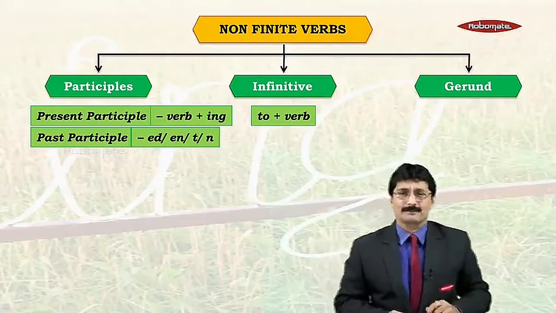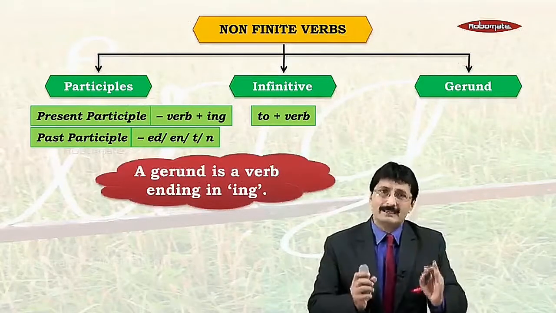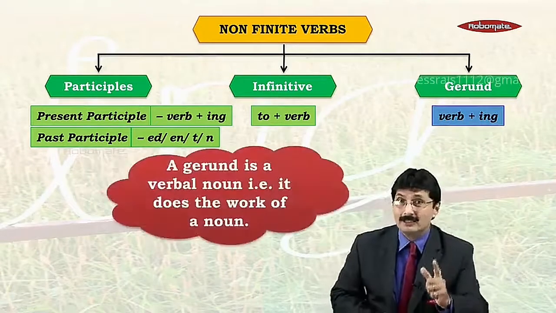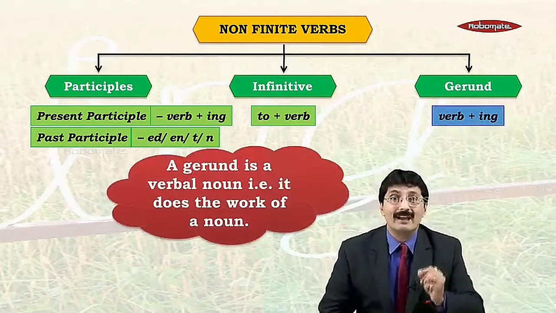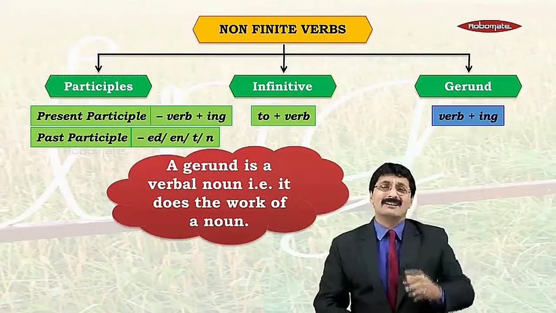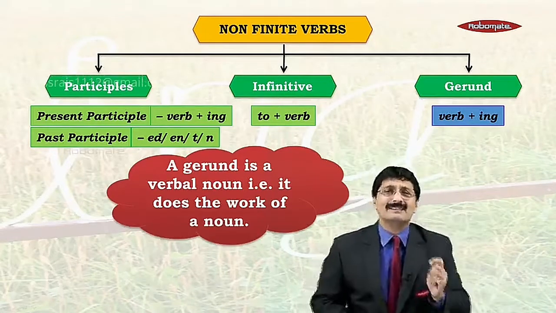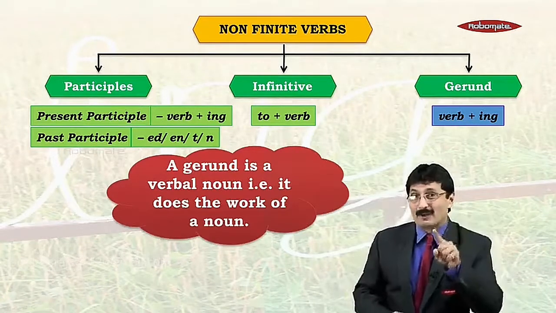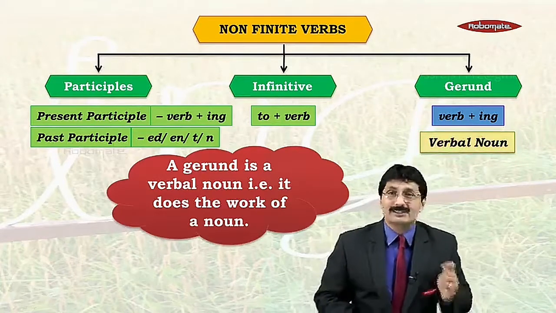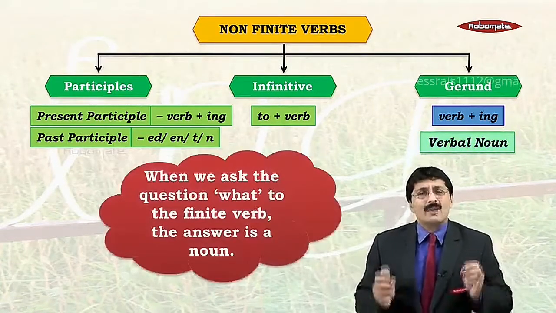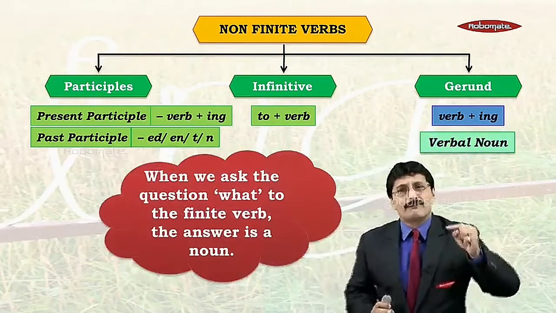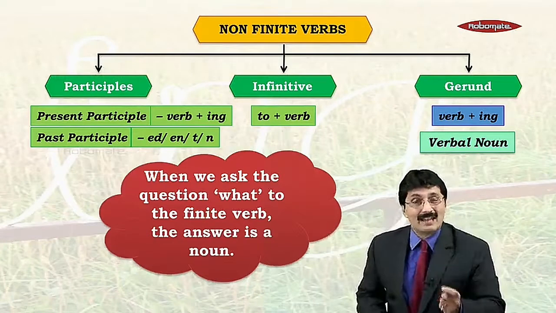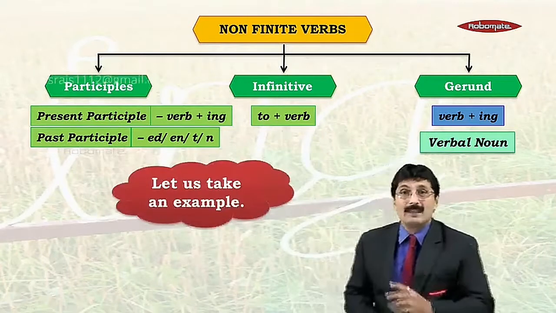Let's start with gerund. Now, a gerund is ending in ing, just like a present participle. But listen to me carefully. A gerund does the work of a noun. And you know how to find a noun in a sentence: ask who or what or whom or what before or after the verb. Remember, subject and object. So, a gerund is a verbal noun, and when we ask the question what to the finite verb in the sentence, the answer, if it comes, will be a noun, and that, if it's ending in ing, would be the gerund.